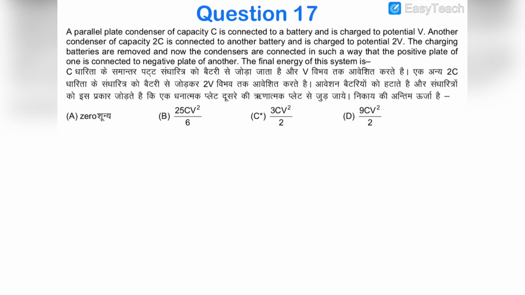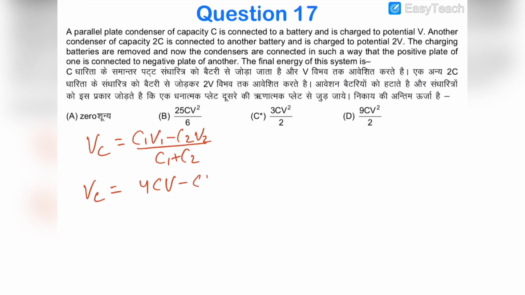So the final energy of the system would be, now we know obviously that V common would be C1 V1 minus C2 V2 upon C1 plus C2. This minus is due to the fact that the positive polarity of one is connected to the negative polarity of the other. So V common would be equal to C into V. In fact, let us take bigger one before the smaller one. So it would be 4CV minus CV divided by 3C.